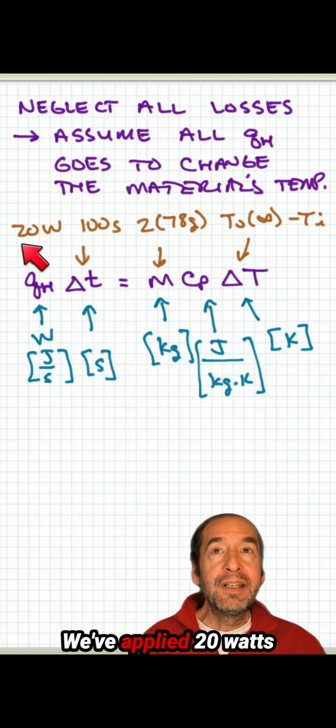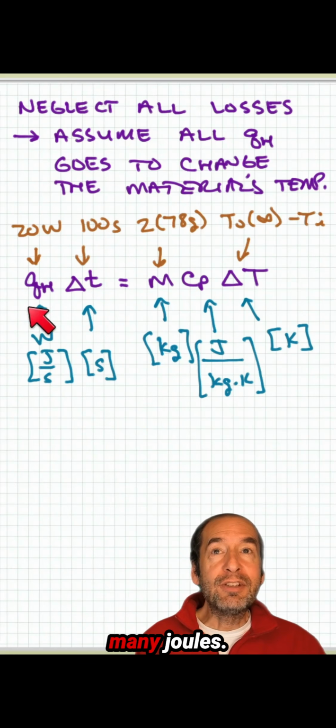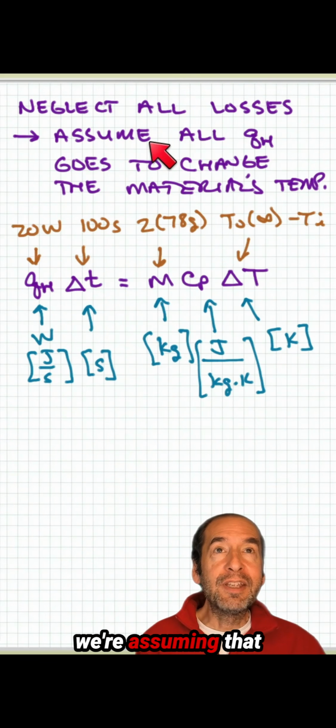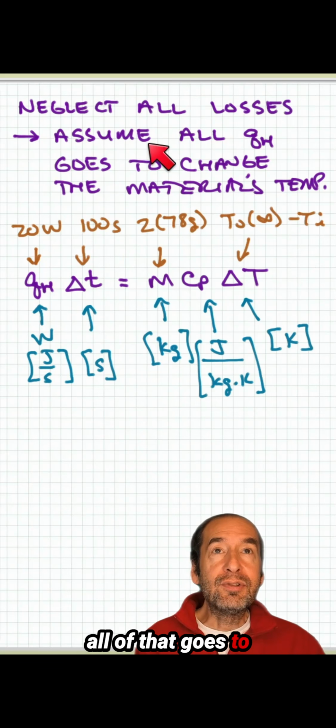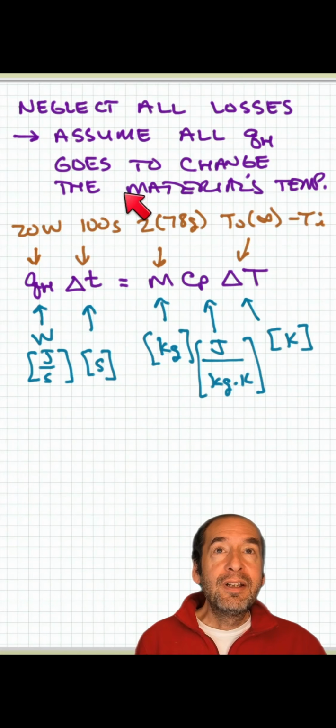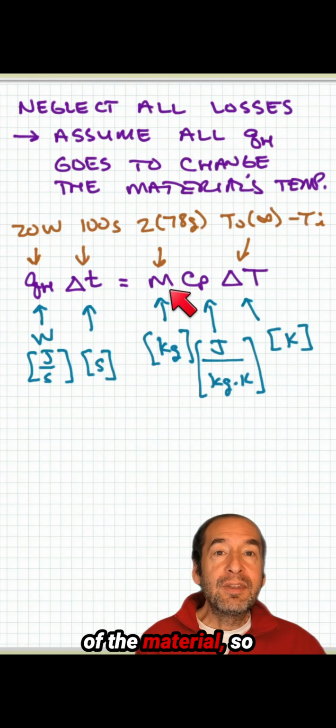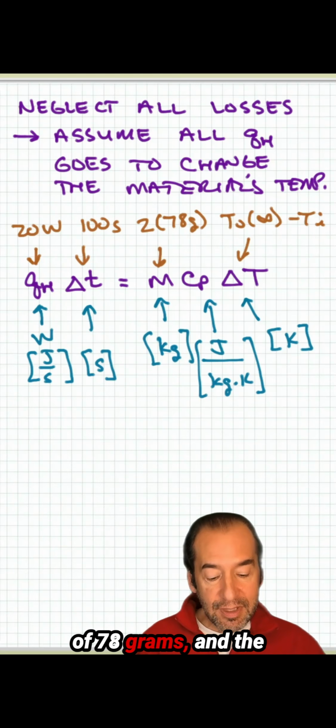So when we apply that, we see that we have all these quantities. We've applied 20 watts for 100 seconds. This is how many joules of energy that was input. And again, we're assuming that all of that goes to change the material's temperature. We know the mass of the material. So remember, there's two samples, each of which has a mass of 78 grams.